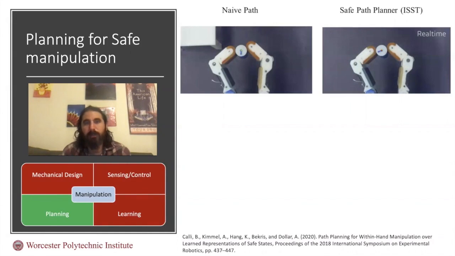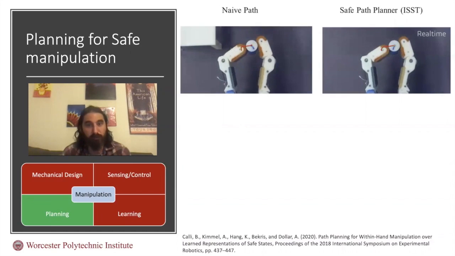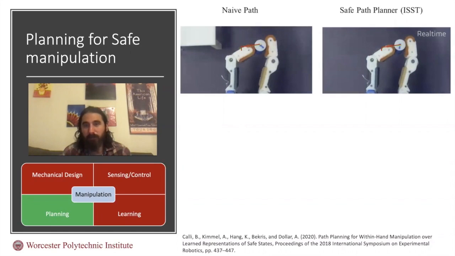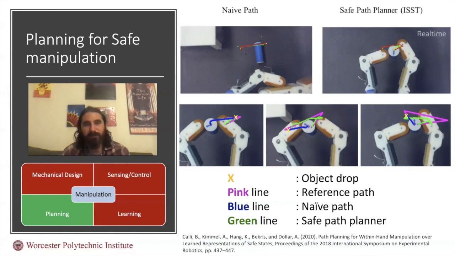So here you can see an example. The naive path eventually will fail because the hand-object system will go to a critical state and the object will drop. However, the safe path planner that is powered by our state estimator prevents the hand-object system from going to those critical states while also trying to be as close as possible to the desired path. We have tested this system with many objects and many trajectories and achieved successful results.